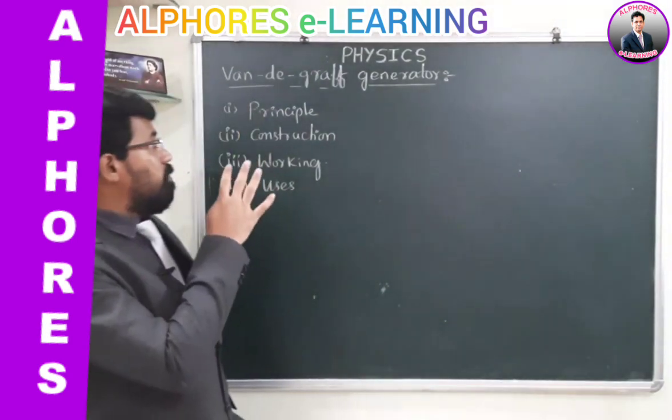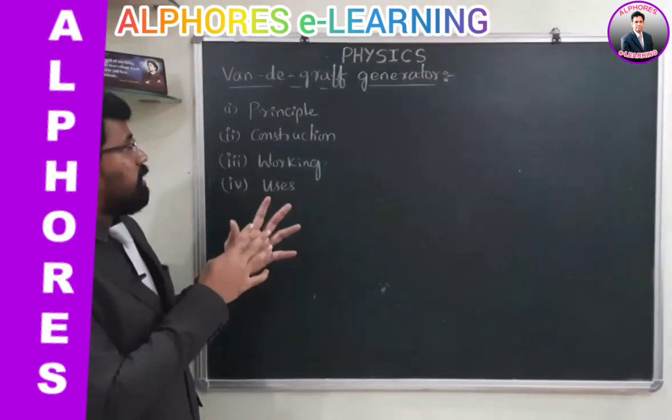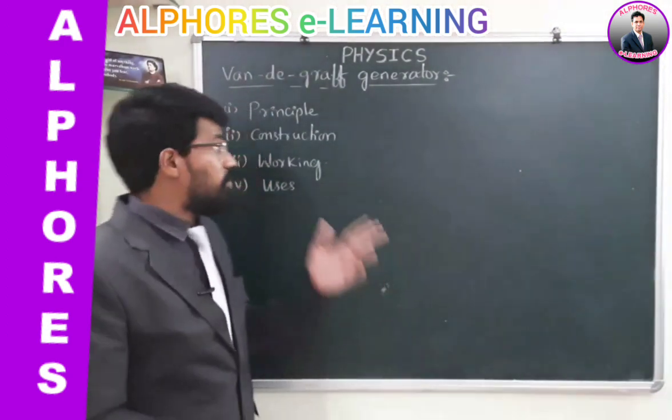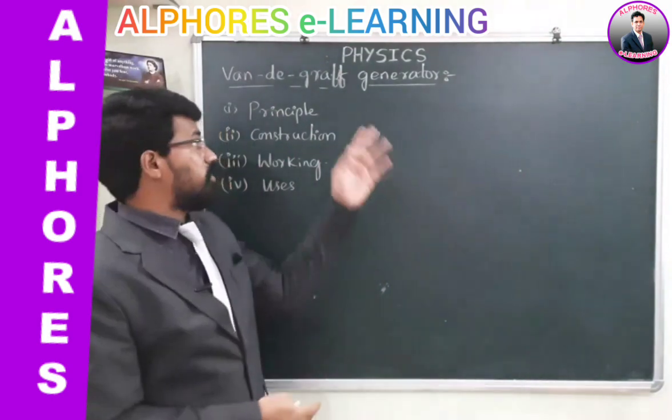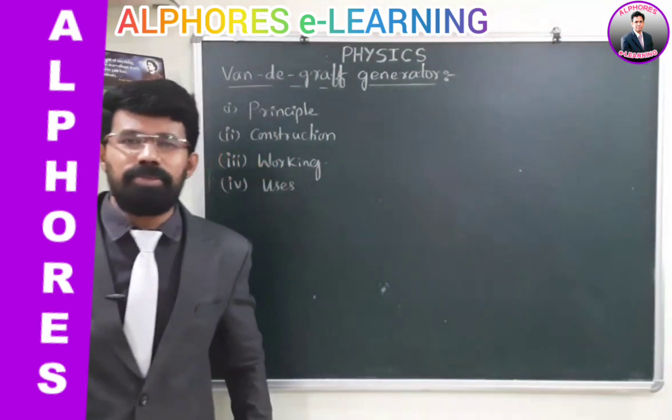See, the name has a few things. Sometimes names don't convey any conceptual information. Van de Graaff is a scientist's name. Okay, it's a generator. What it generates, we'll see. Eventually, we'll come to know everything.